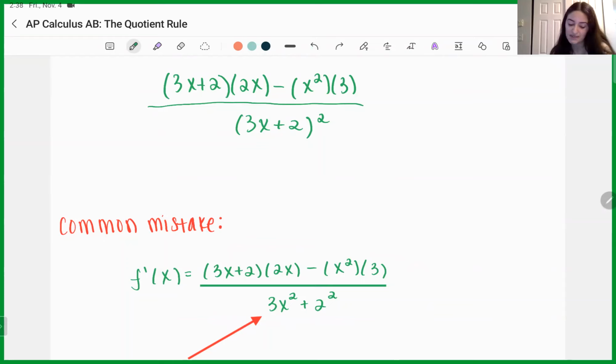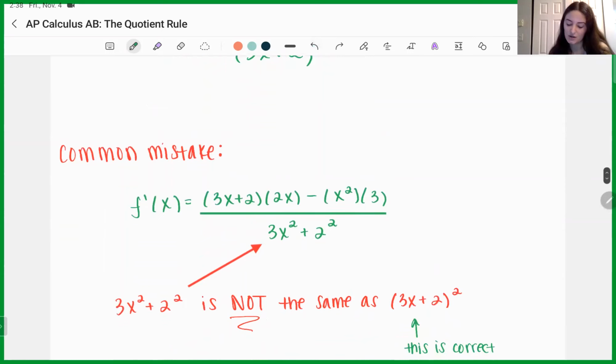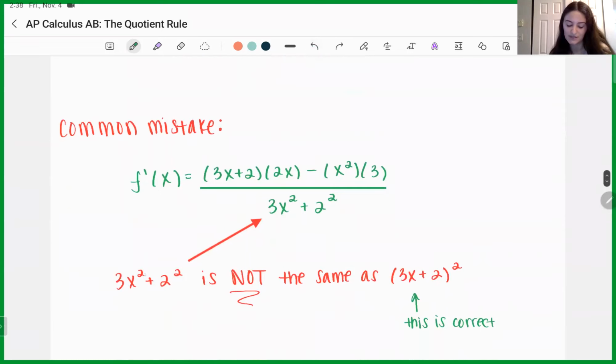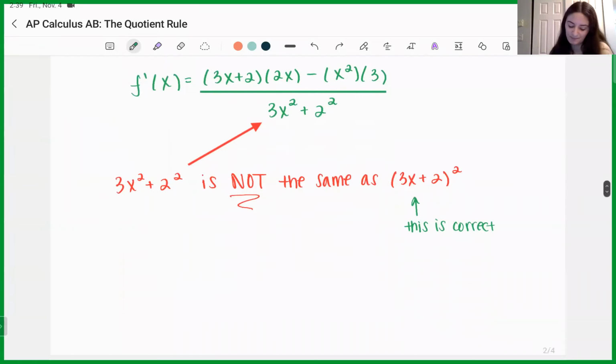So what's wrong with this answer on the bottom is this part, this 3x squared plus 2 squared part. Students will write that a lot, but that is not correct. 3x squared plus 2 squared is not the same as quantity 3x plus 2 squared. You need to make sure that you put parentheses and square the entire bottom. Don't just put little squared marks next to each term. Put the entire bottom thing in parentheses and square it. I see that happen a lot. Please don't make that mistake.